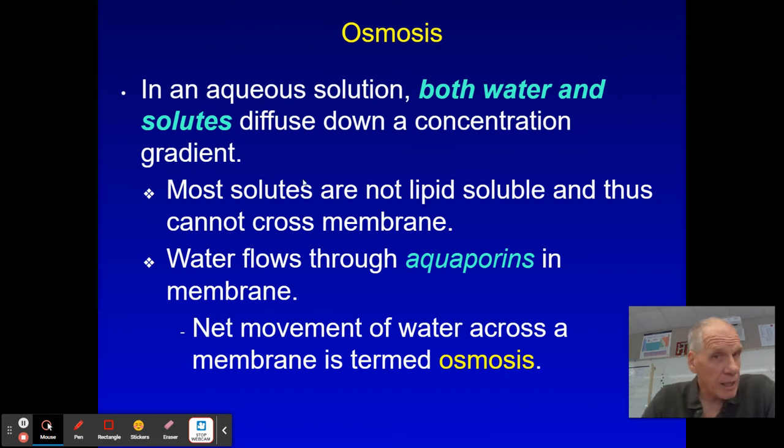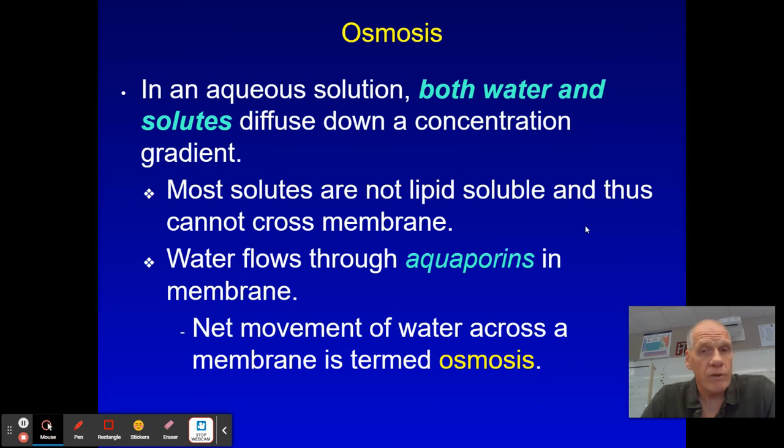So in an aqueous solution, i.e. a solution of water, both water and solutes diffuse down their own concentration gradient. Okay, most of the solutes that we're going to be talking about are not lipid soluble. That means they cannot simply diffuse across the membrane. Okay, they have to go through a transport protein.